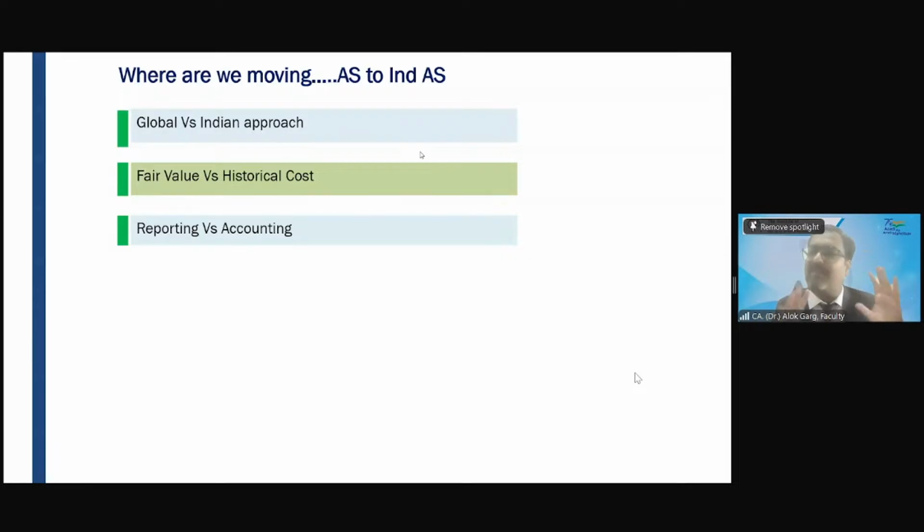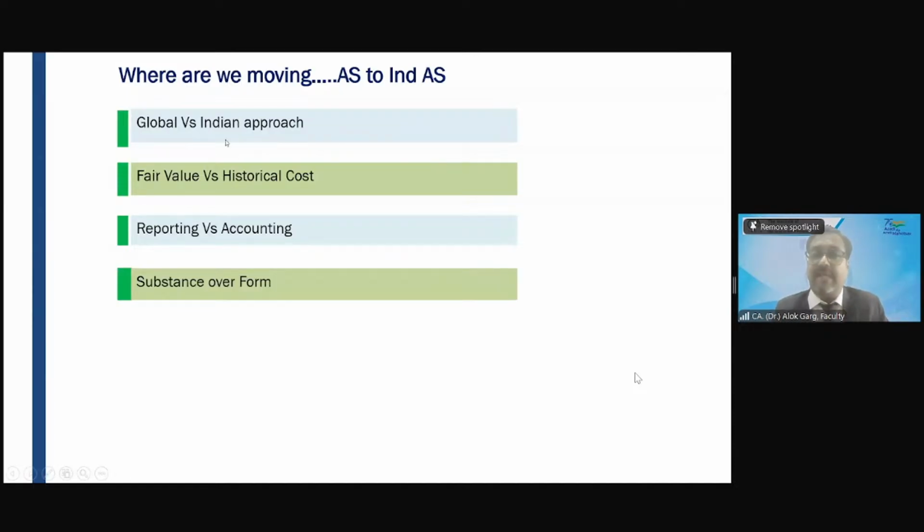Balance sheet will be 1 page. P&L will be 1 page. Statement of changes in equity will be 1 page. Cash flow will be 1 page. Notes to accounts is the main area where it will get thicker. Why? Because there are huge disclosures required in Ind AS and IFRS, right?